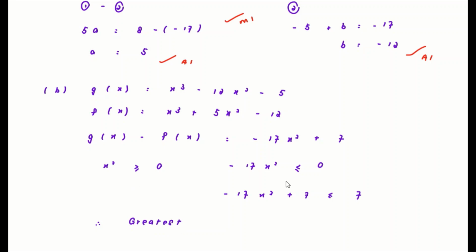So x squared is positive. When you multiply negative 17, it becomes a negative number. So when you plus 7, the greatest possible number that you can get is 7. Okay, so that's the idea.